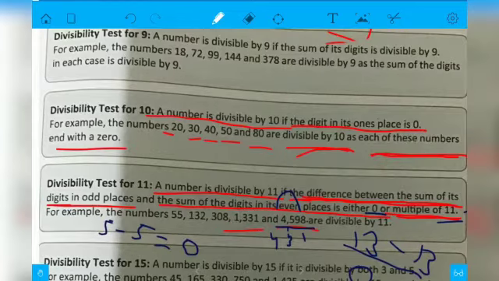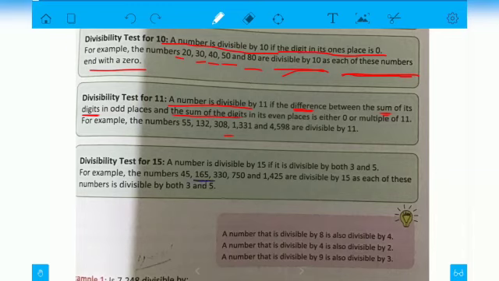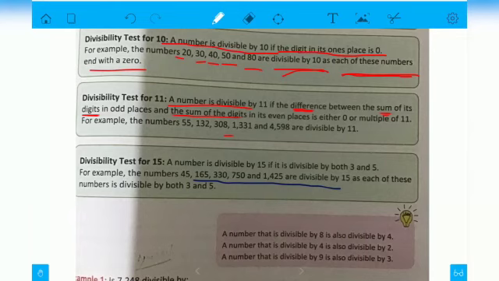You can see the example 45. 4 plus 5 is 9, which is divisible by 3, so the number is divisible by 3. And 45 is divisible by 5 because the last place value digit is 5. So similarly for these values also, these numbers will be divisible by 3 and 5 both. That is why these numbers will be divisible by 15 also.